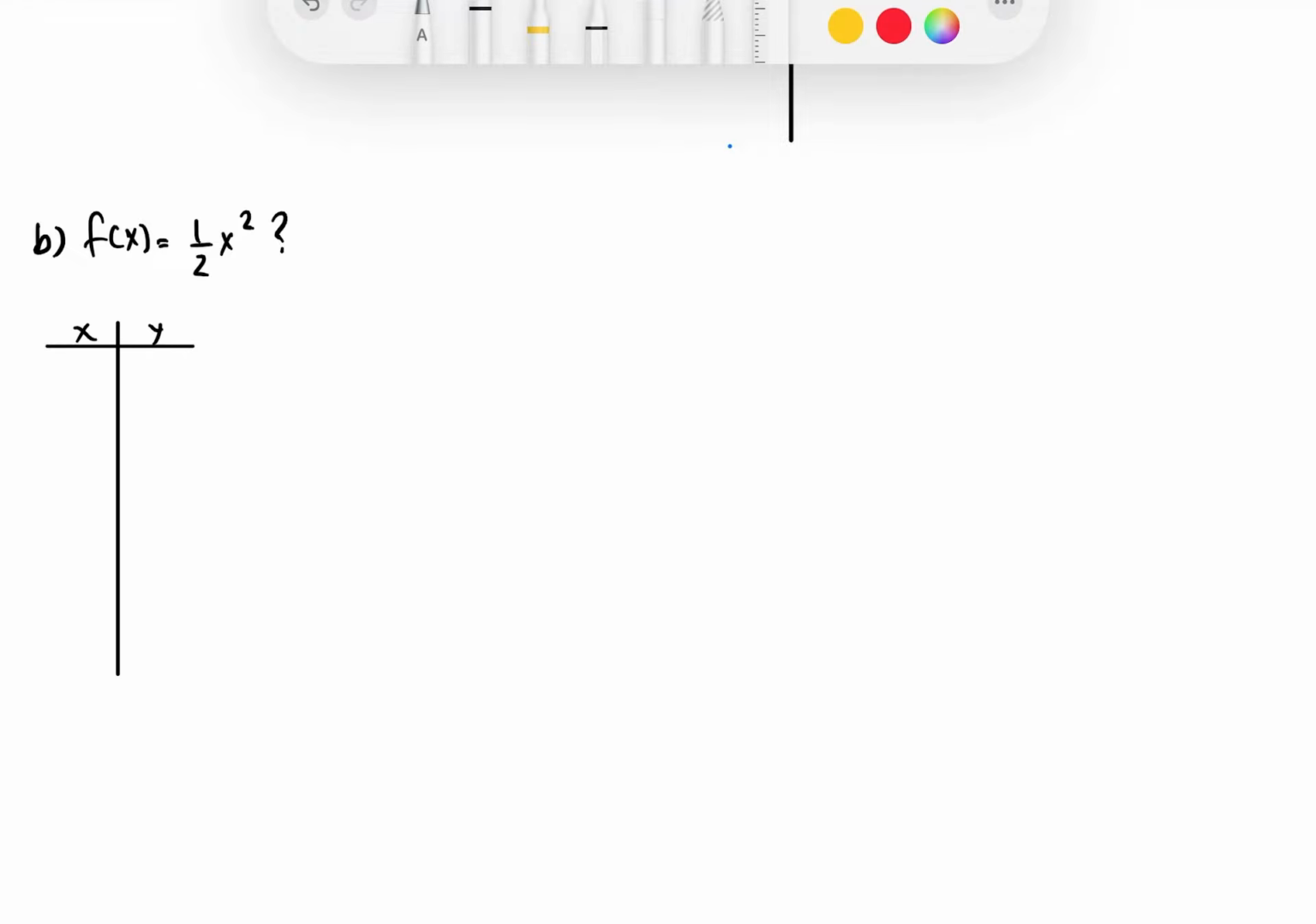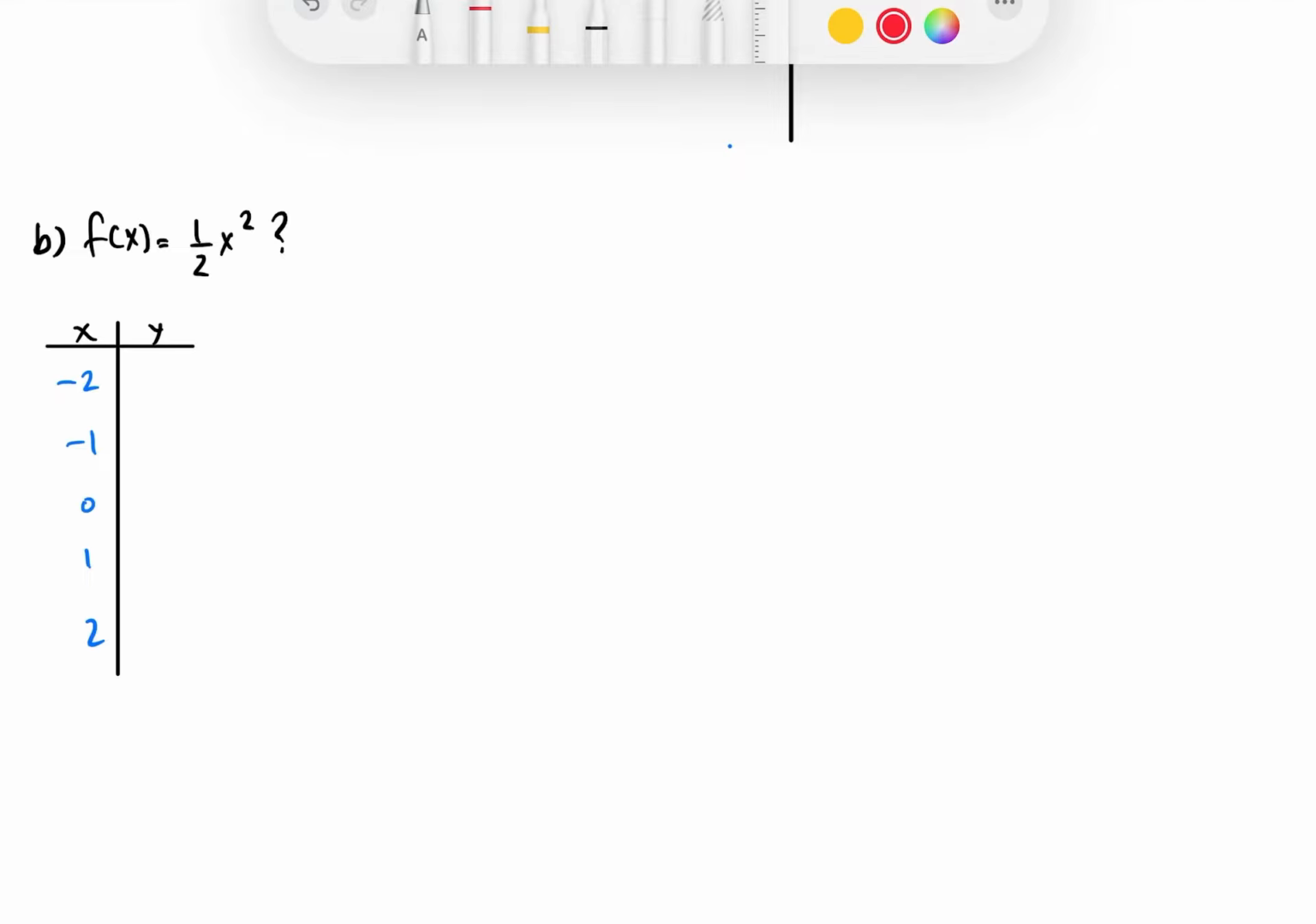You've got the x and y right here. Once again, you can use the golden values, or let's go ahead and use all those values that I just told you: -2, -1, 0, 1, and 2. You plug them back in here.